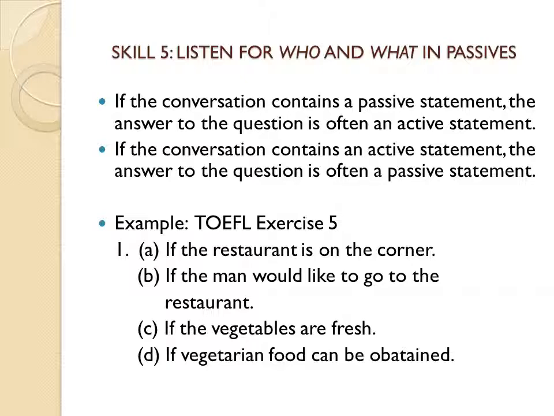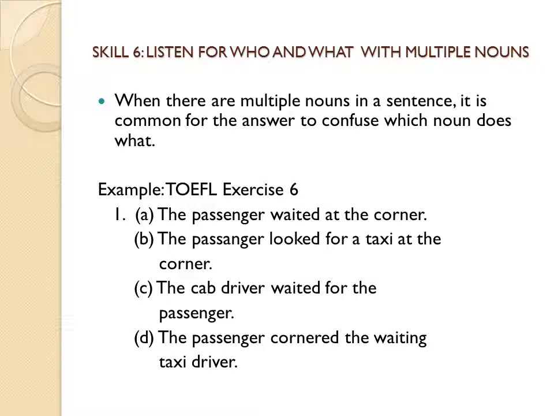Next, we continue to the sixth skill. Skill 6. Listen for who and what with multiple nouns. When there are multiple nouns in a sentence, it is common for the answer to confuse which noun does what. Example, TOEFL exercise 6.